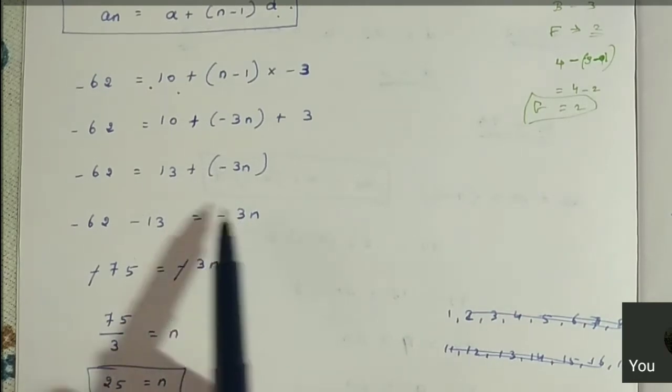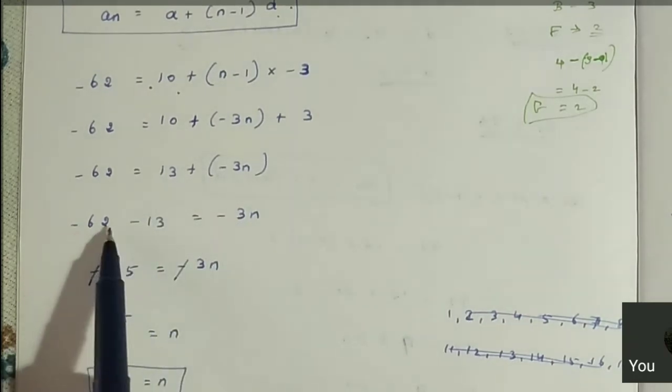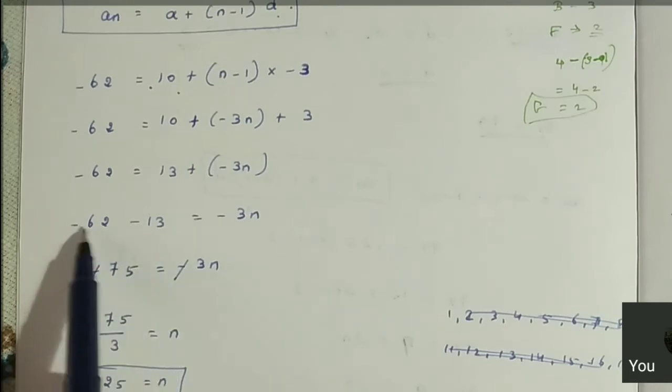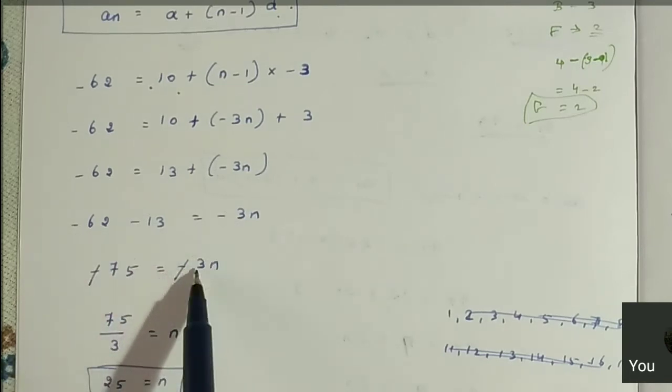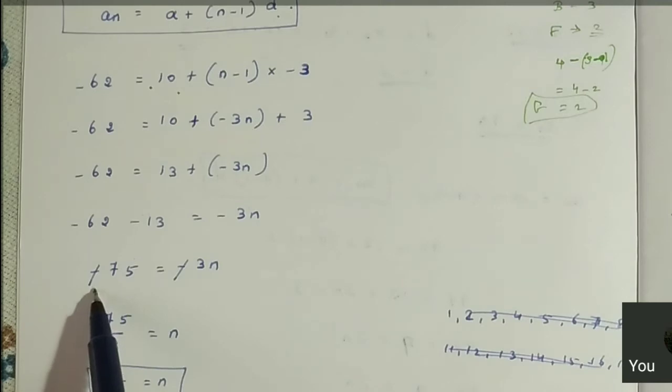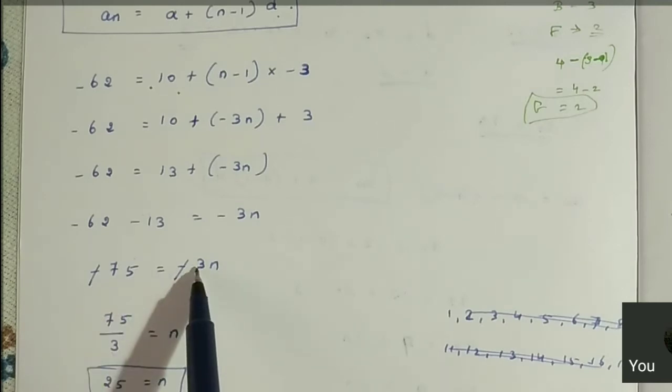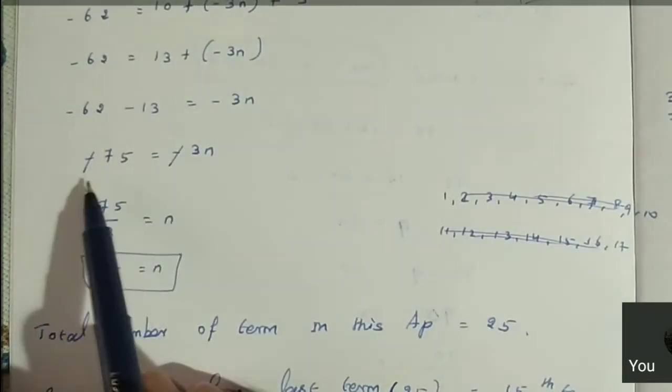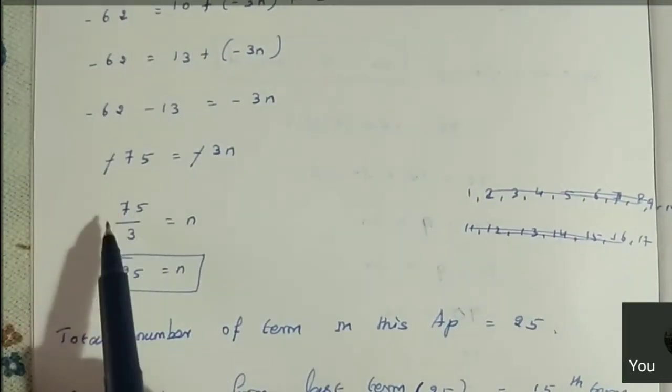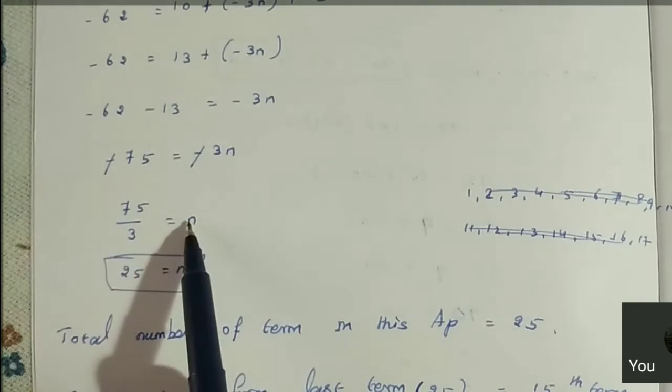Then same sign, so we should add it. 2 plus 3 is 5, 6 plus 1 is 7. So minus 75 is equal to minus 3n. Then minus minus cancels. Next we can transpose the 3 to the left-hand side. Here it is a multiplication by 3, so it will come to this side as a division by 3. So 75 divided by 3 is equal to n.